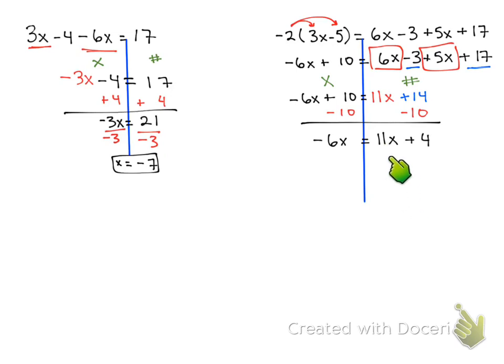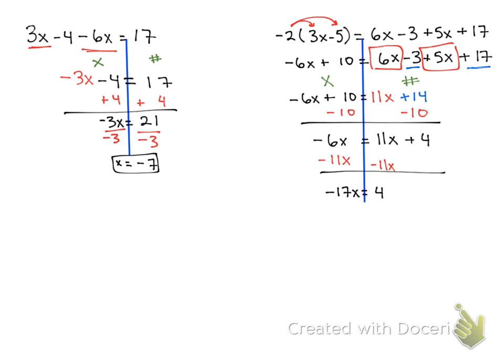All right, so then we'll look at this 11x. It's not on the correct side. It needs to be put on the left side where all the x's are. So we cancel out 11x by subtracting 11x. So we put negative 11x on both sides. So that gets you negative 17x equals 4.